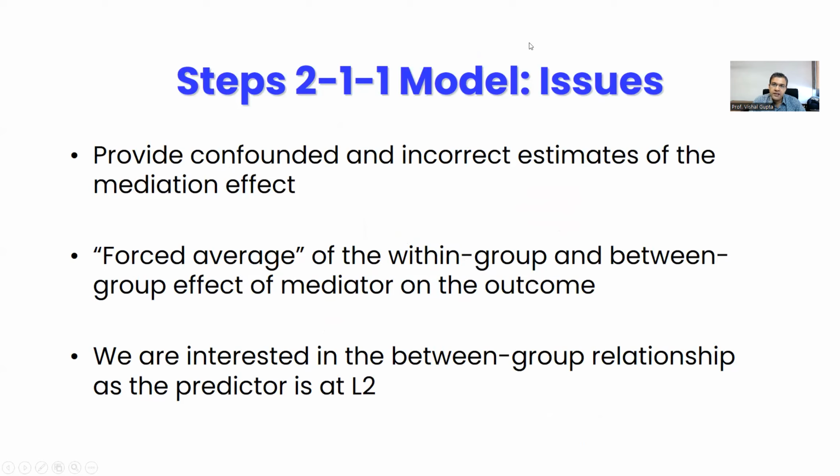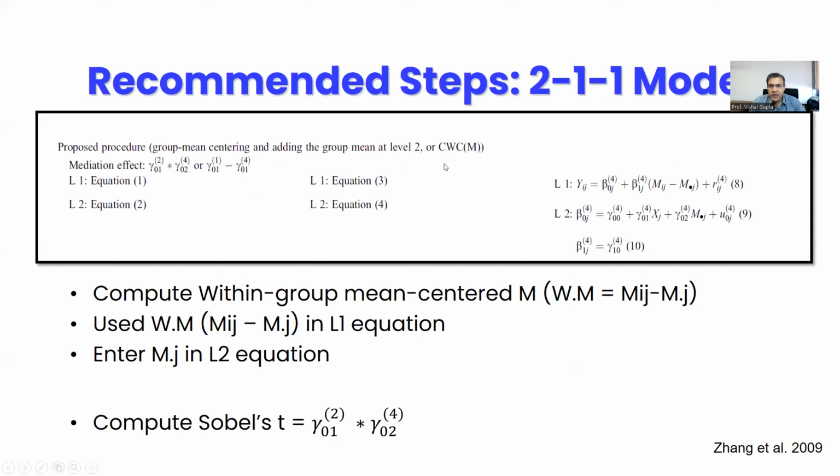as the predictor is at level 2, L2. And that is why we do CWC(M), that is centering within context and reintroduction of the mean.